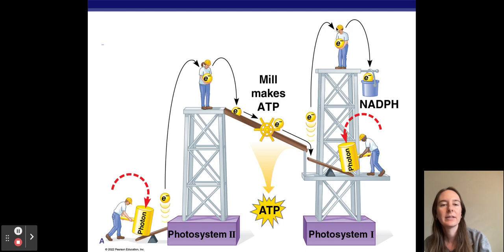Then this electron will eventually be passed to NADP+, and NADP reductase will add on that hydrogen and those electrons to NADP to make NADPH. And now we have our energy carrying molecule. So we can take our NADPH and our ATP to the Calvin cycle to power those reactions.